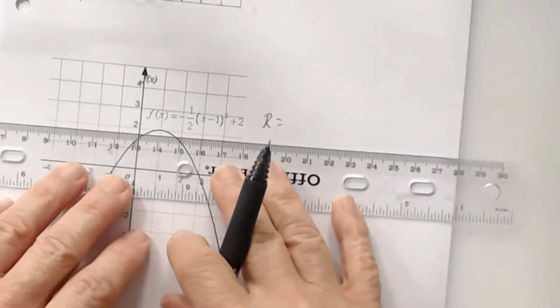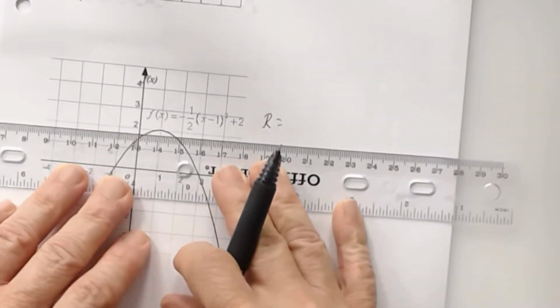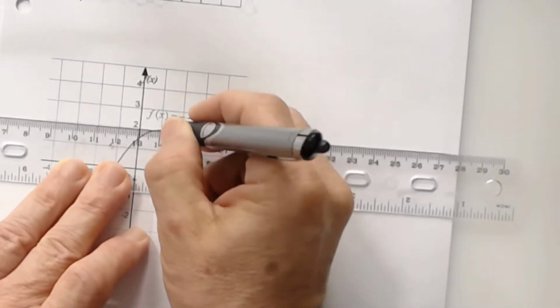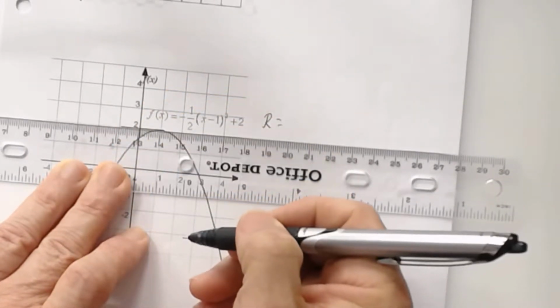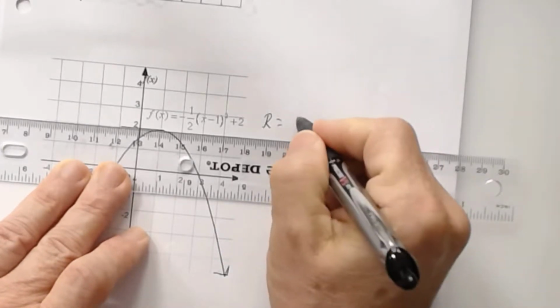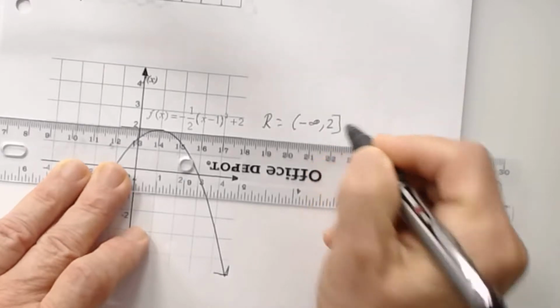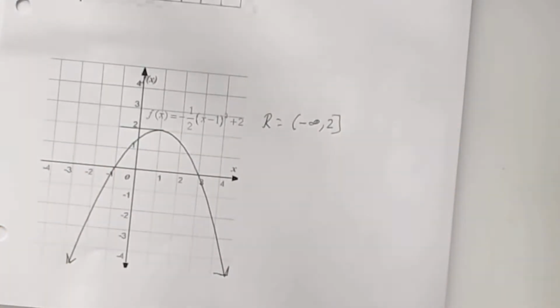At 2. So there is a largest y value, right? Right here. That's my largest y value. So my range is going to be from negative infinity to 2 with a bracket. Compare those two. Make sure you understand the difference between those two. In the first one, the arrows are pointing up. In this one, the arrows are pointing down. Now, these are parabolas, so when we get into graphing these, you're going to be finding domain and range with those also.